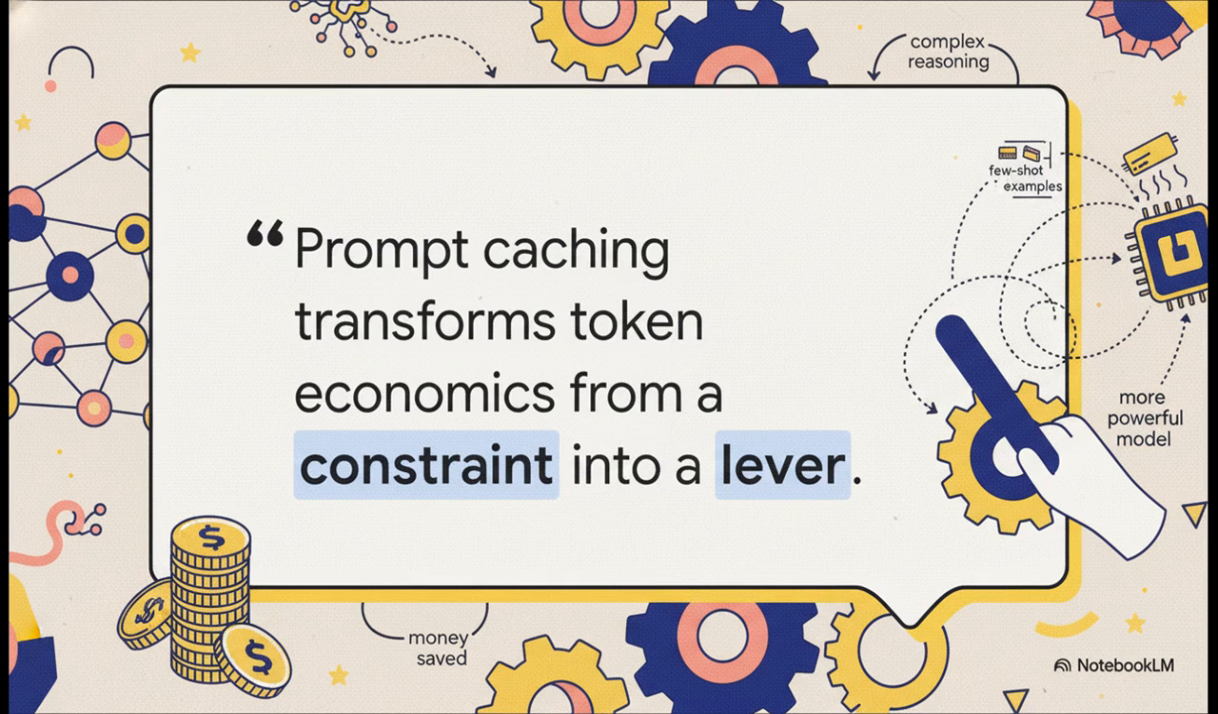This is really the key takeaway. We stop thinking about tokens as a constraint, and we start seeing them as a lever. The money you save on caching all that context can be reinvested into more complex reasoning, more few-shot examples, or even just using a more powerful, more expensive model.